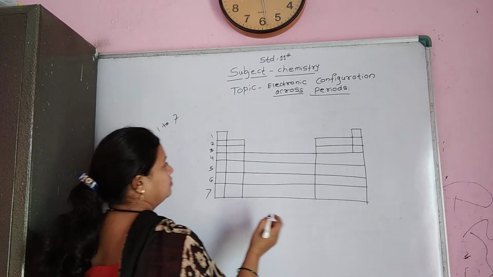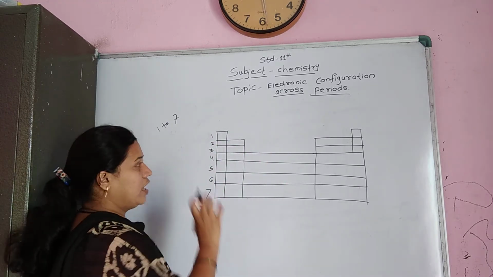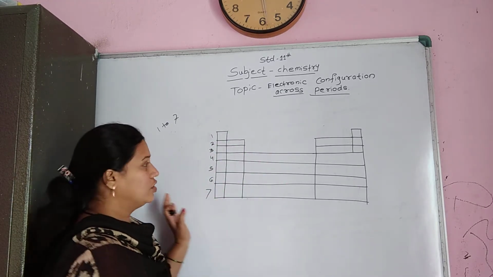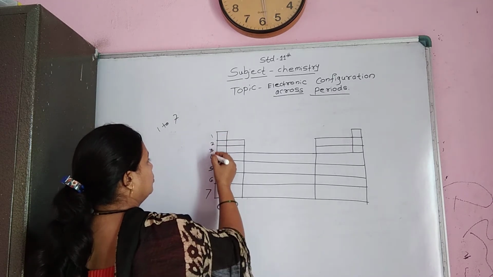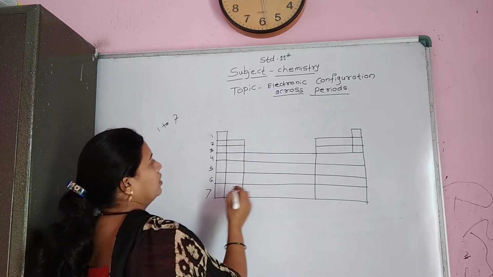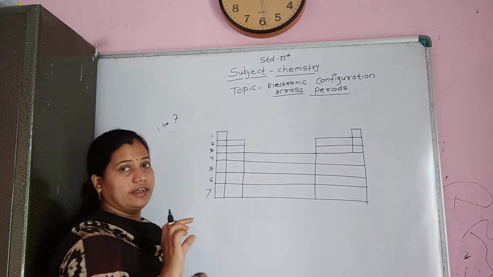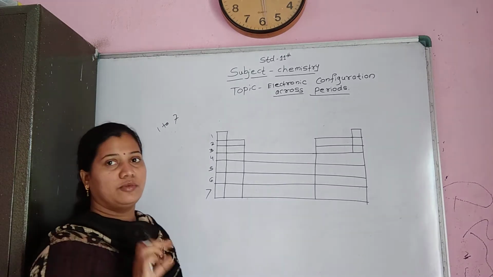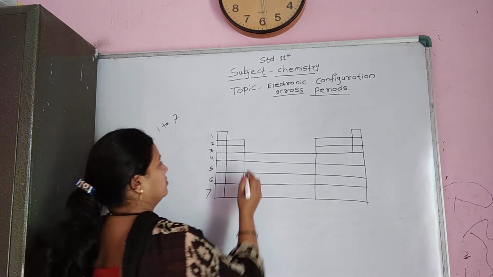The groups are numbered from 1 to 18. Here we have to know only the periods, so we show only the numbers of periods, 1, 2, 3, 4, 5, 6, 7. The horizontal rows are called periods, as we studied earlier. The horizontal rows in the modern periodic table are called periods, and these are numbered from 1 to 7.